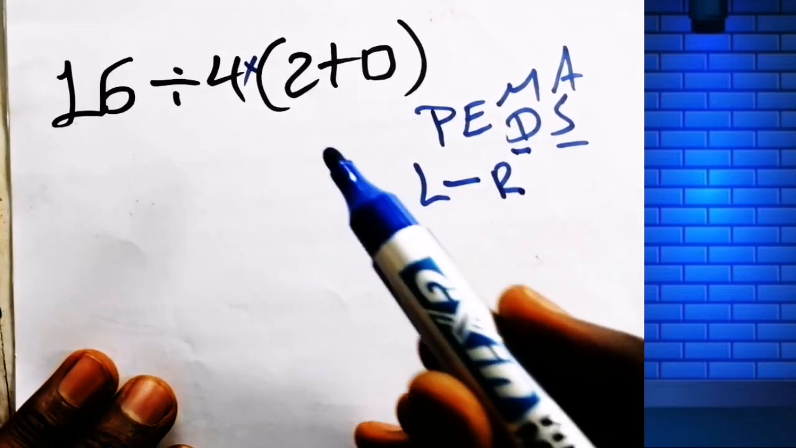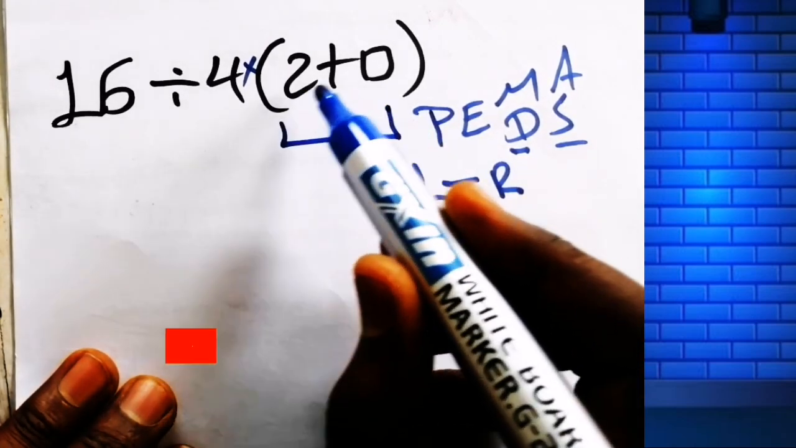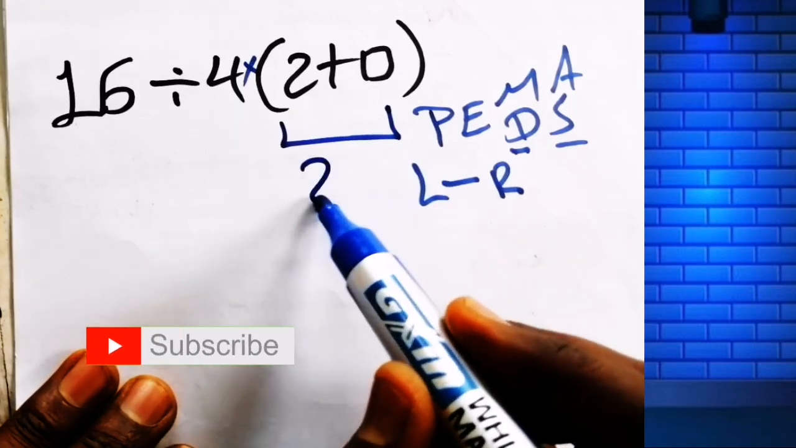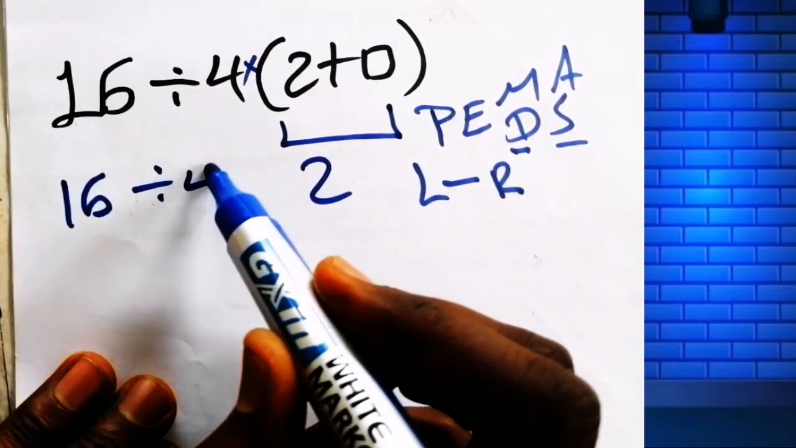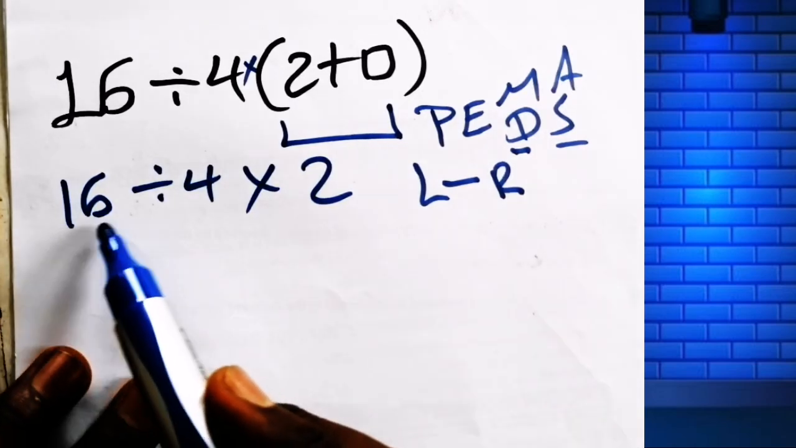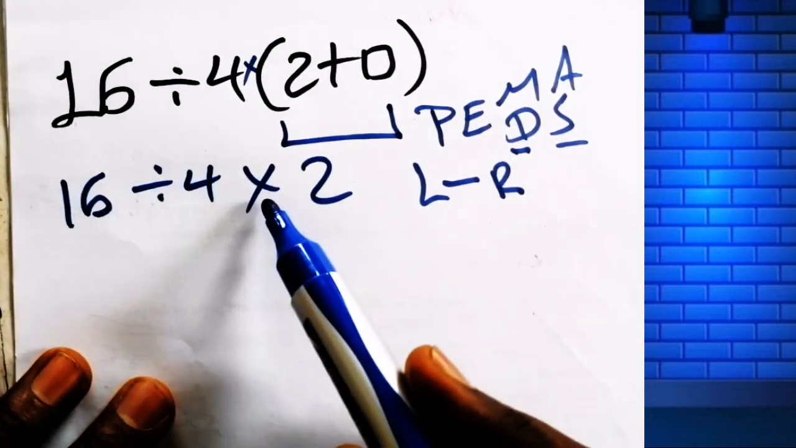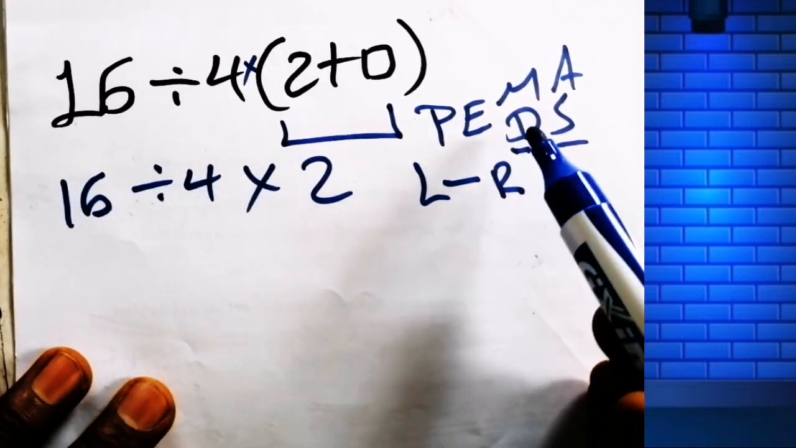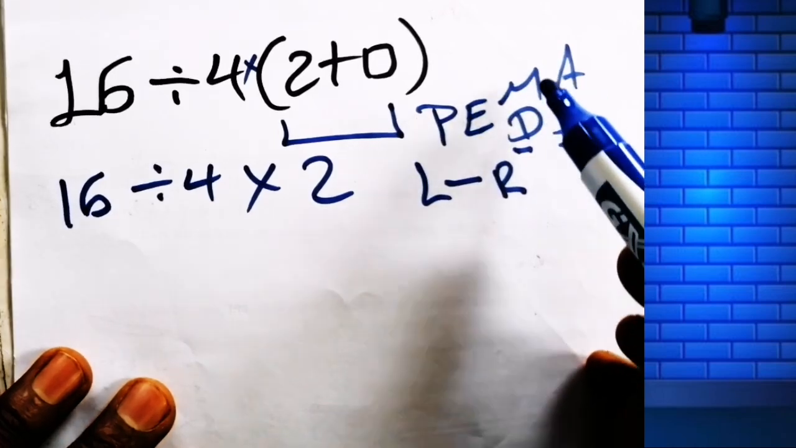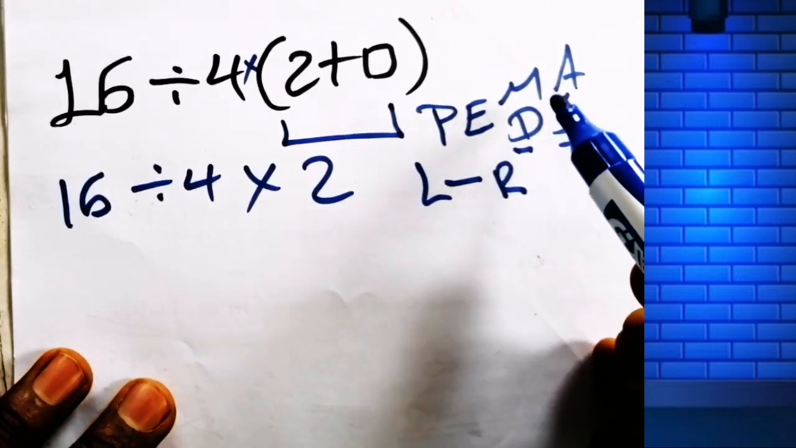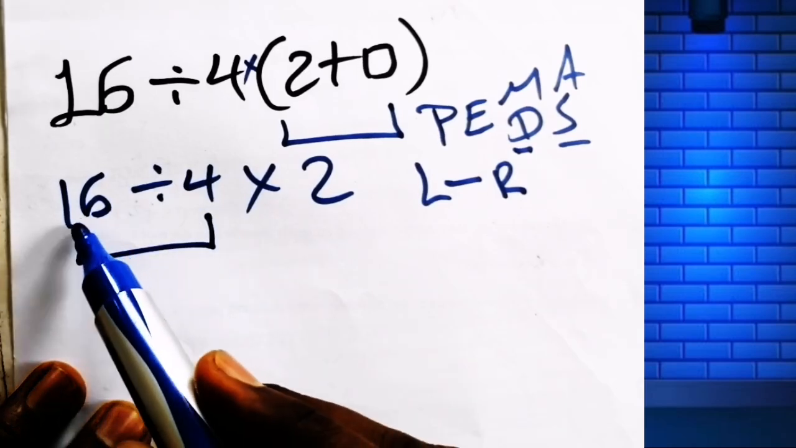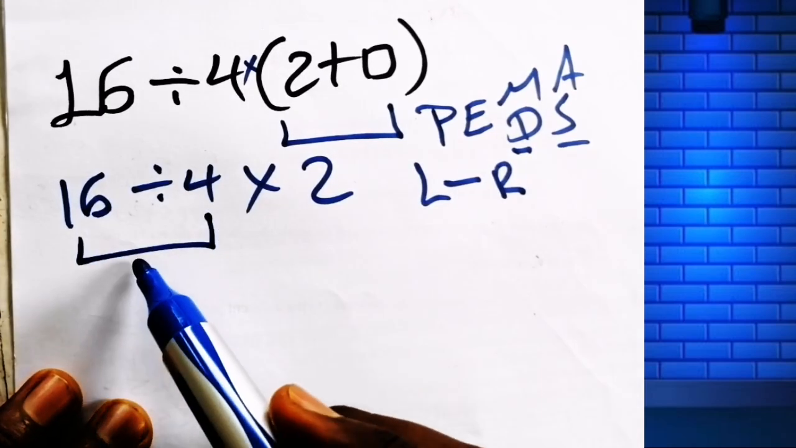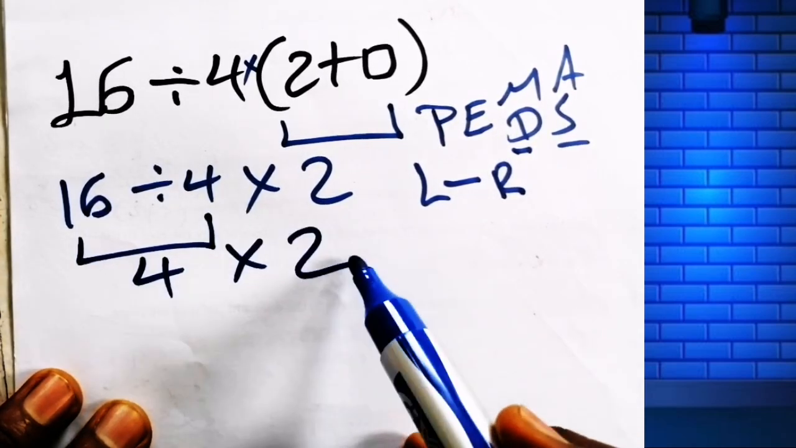Therefore, according to PEMDAS, first we have to do this parenthesis, 2 plus 0, which equals 2. Then 16 divided by 4 times 2. Here is division and multiplication. As I have told you, division and multiplication have equal priority, so work from left to right. Therefore, we have to divide first this one, 16 divided by 4, which equals 4, then times 2.